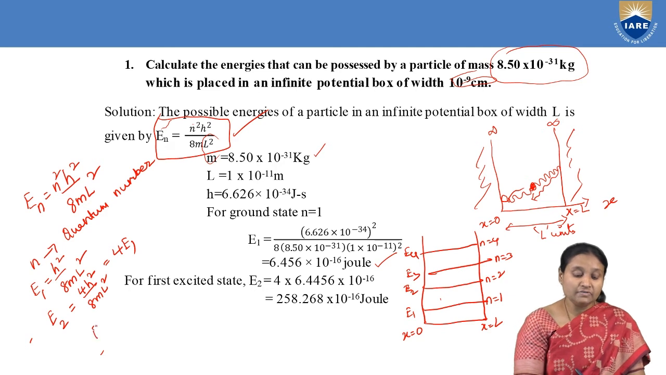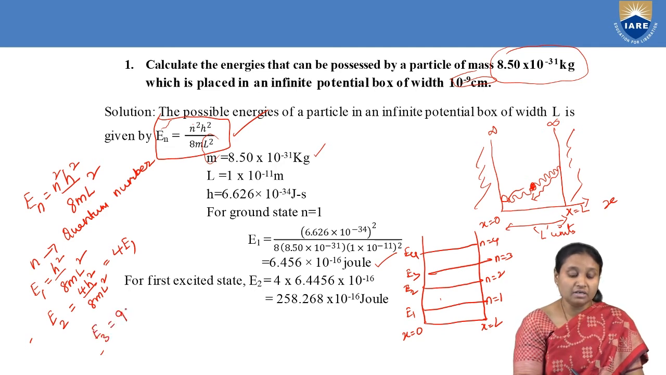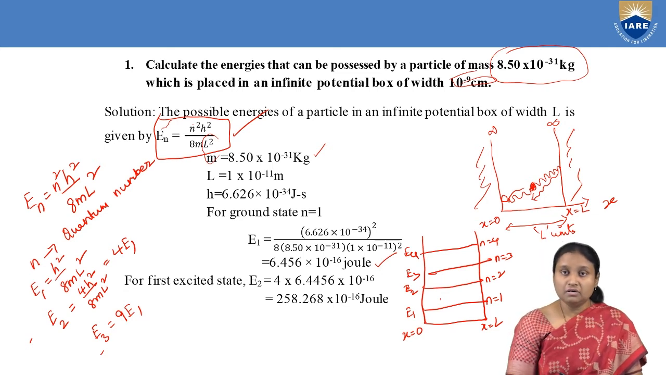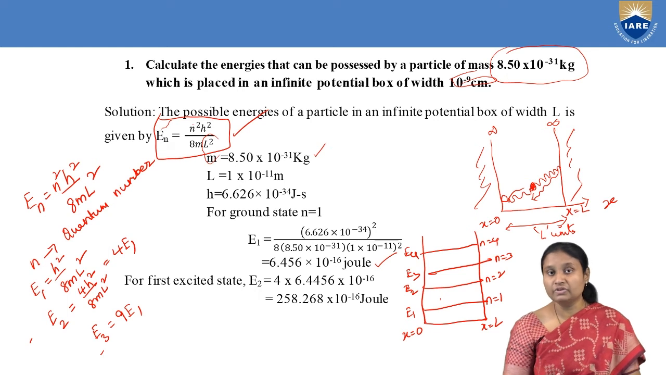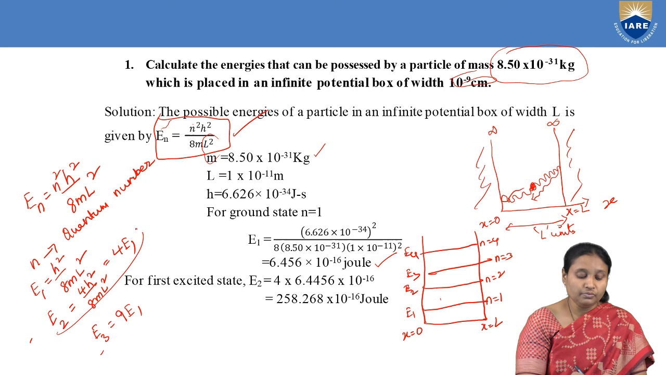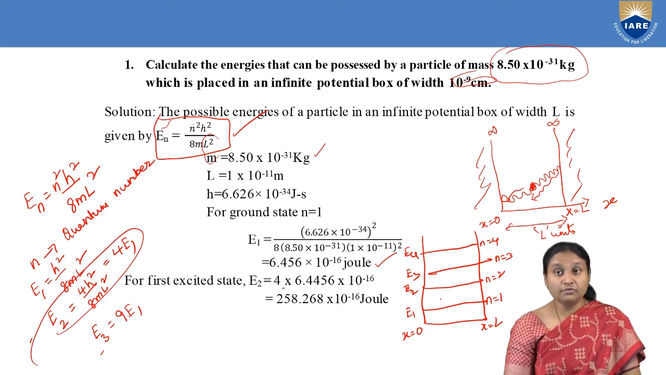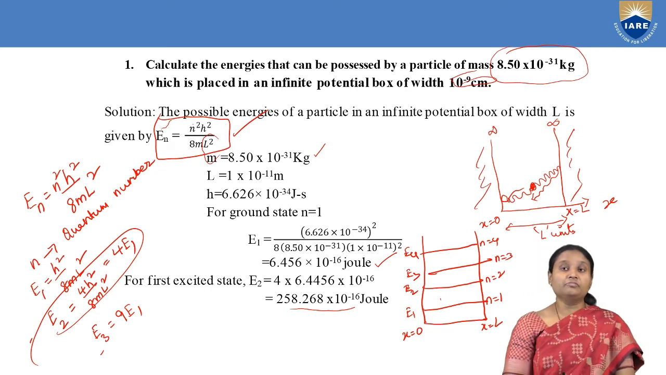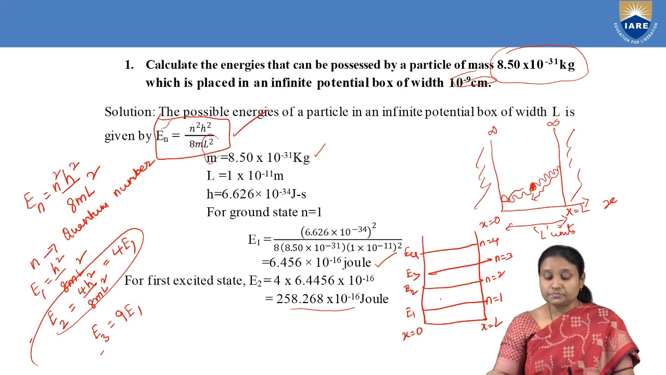Similarly, what is the value of the second excited state? It will become 9 times E1. So once we know the ground state energy, or minimum energy, which is E1, then we can easily find the values of the next excited states. Obviously our first excited state E2, we can write as 4 times E1, so 4 times the energy of the ground state, which is 6.4 × 10^-16. If we simplify, it comes out to be 25.6 × 10^-16 joules.